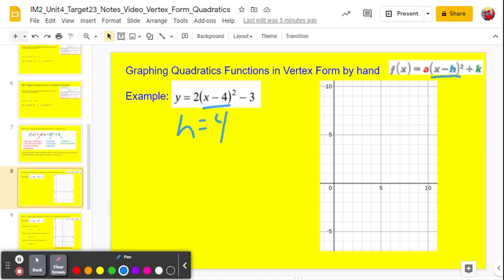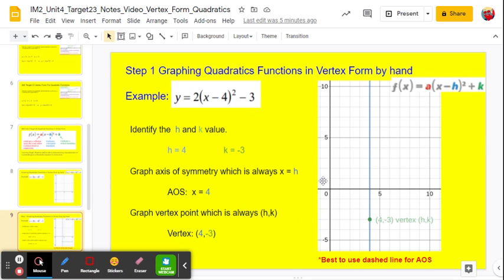Then the k value, well, that is just going to be the exact same sign as is given. So it says -3. It's like saying plus -3. So k is -3. So from here, we know two things. We know the axis of symmetry and we know the vertex. So that's what we're going to do.